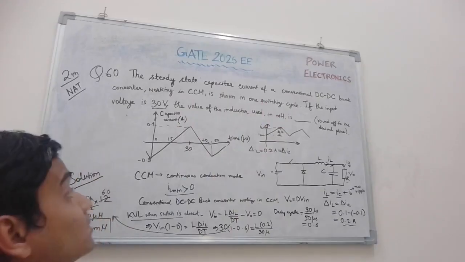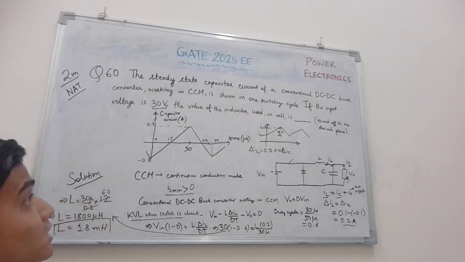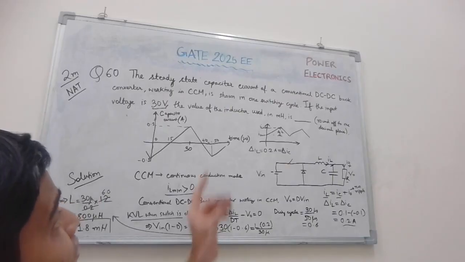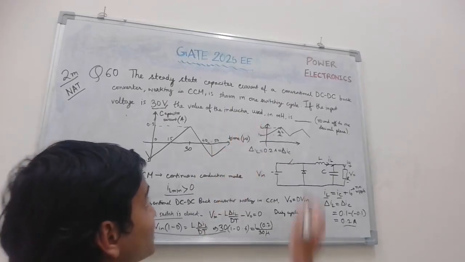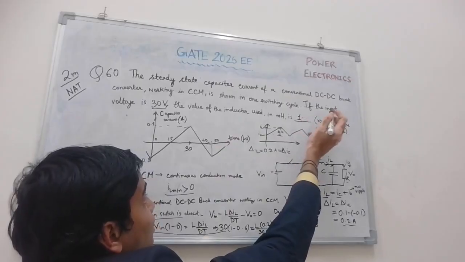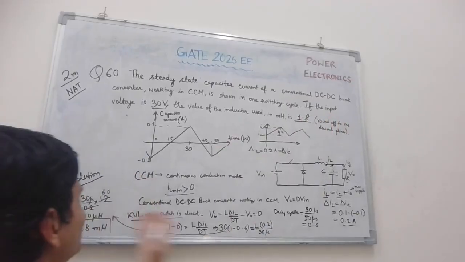This is in continuous conduction mode, with 30 volts input. The answer for the value of the inductor is 1.8 mH.